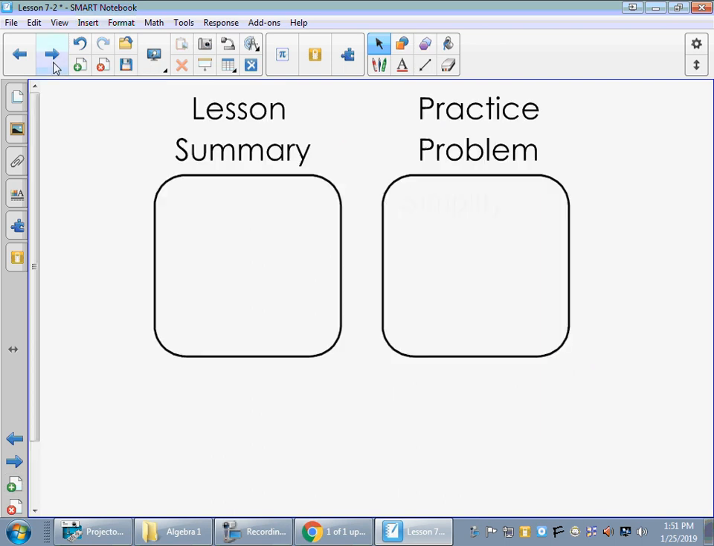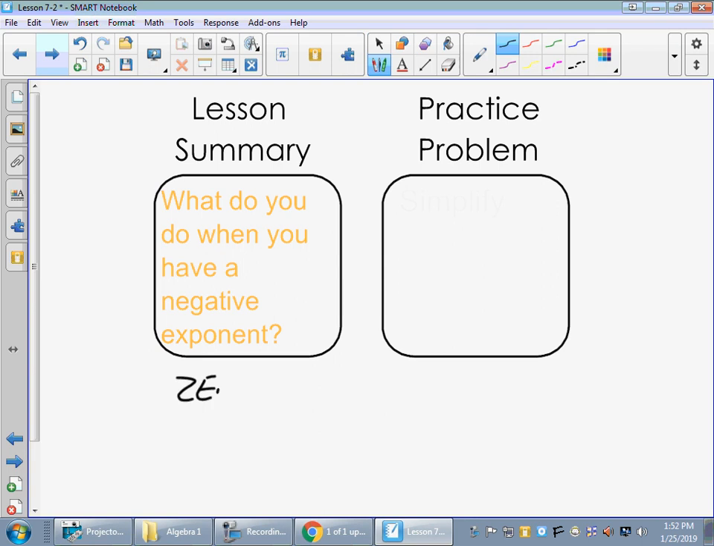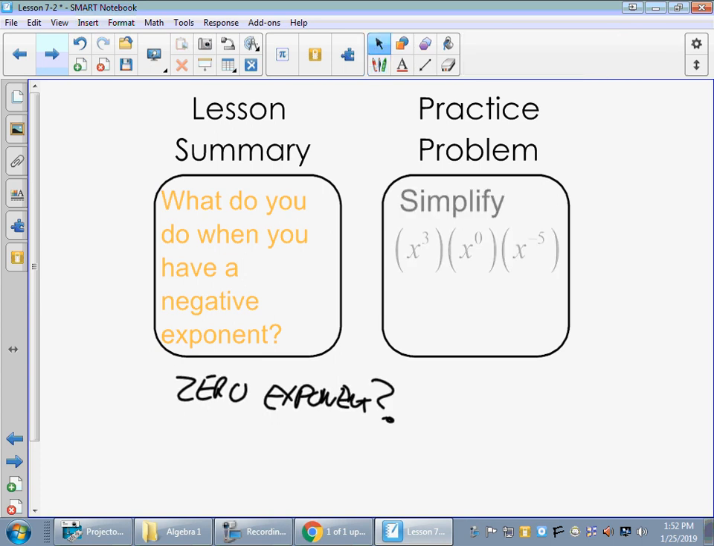Okay, that takes us to the lesson summary here. I want to know the answer. What do you do when you have a negative exponent? And let's add to it, what about a 0 exponent? Just so we're answering those questions as well. And then finally, our practice problem is to simplify this.